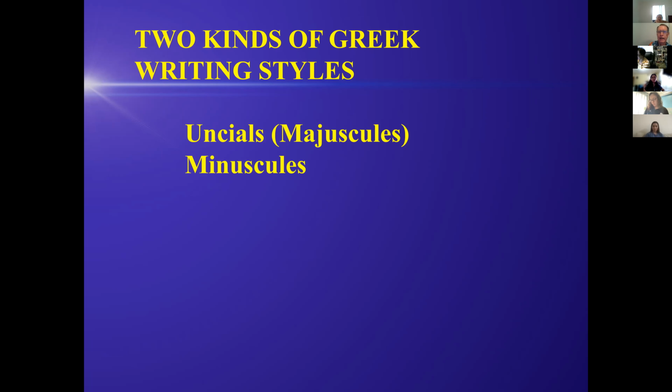The second kind of writing style is that of minuscules. This was a special form of cursive. You know how we write cursive today. We don't print square letters, but often we will write cursive. This was a special kind of cursive that very quickly became popular at the close of the 8th or the beginning of the 9th century. It was quicker, and with it, more writing could be put on a page. It was also less expensive to produce.